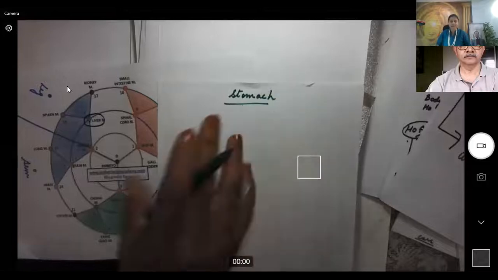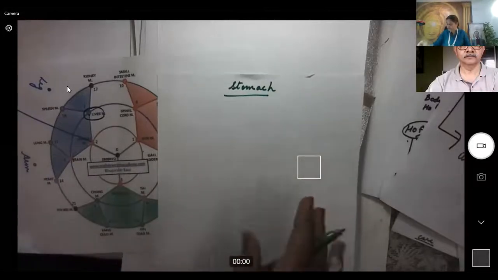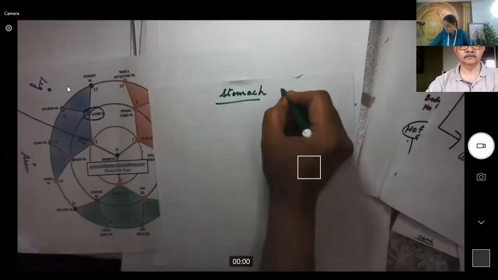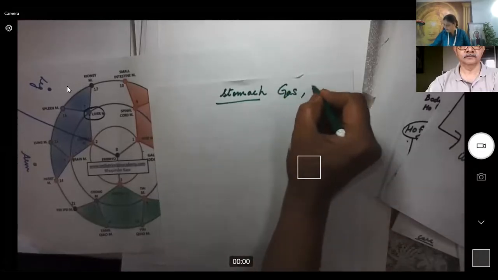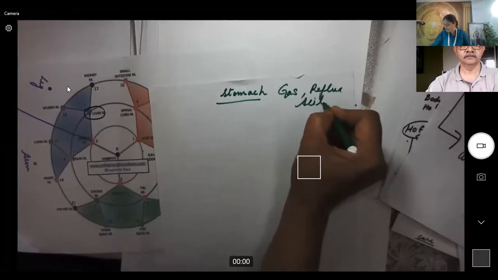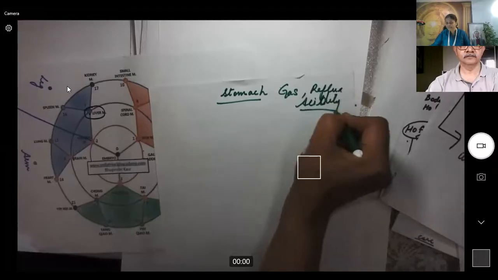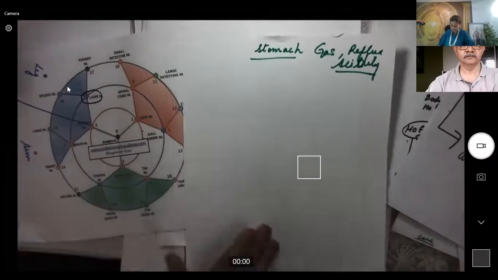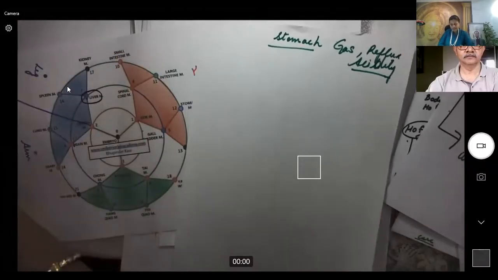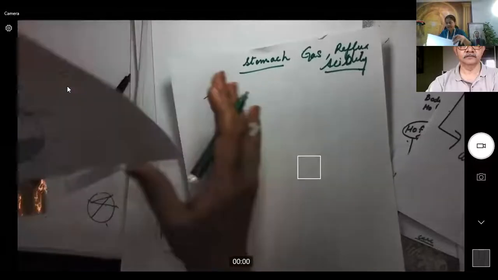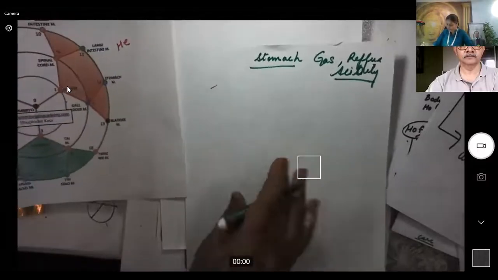You have to practice this, and then we will study many more deeper things. Gas, acidity, reflux, any symptom, yes? So how to do? Body, see, body.